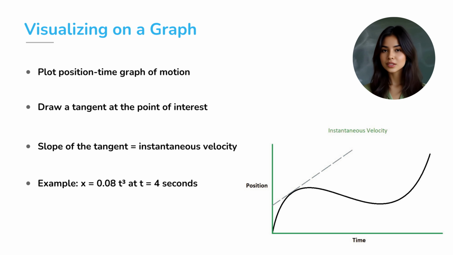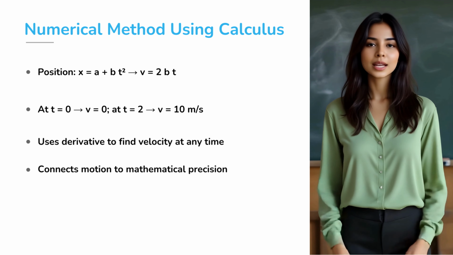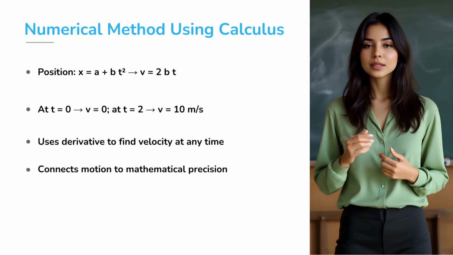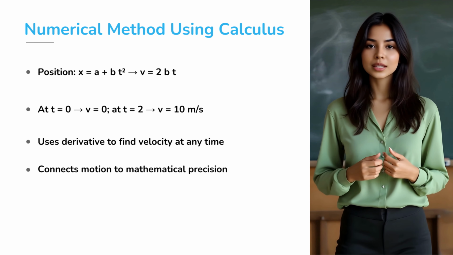You draw a tangent line to the curve at that point. The slope of this tangent, that is, the rise over run, gives you the velocity at that moment. It's like zooming in on a curve until it becomes almost a straight line, revealing the speed at that instant with clarity. Let's now solve an NCERT-style numerical example using calculus to find instantaneous velocity.